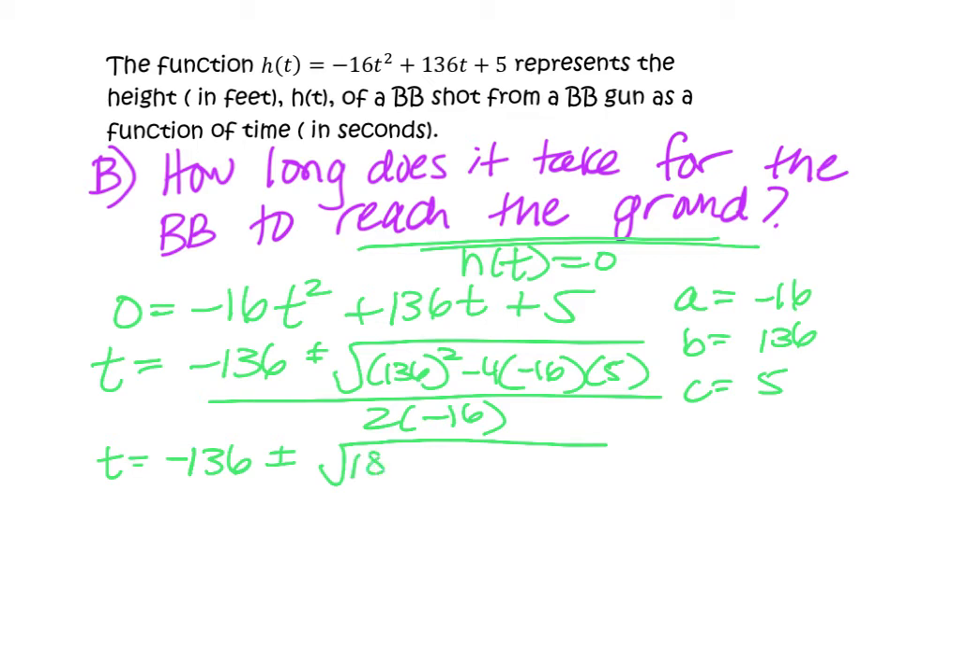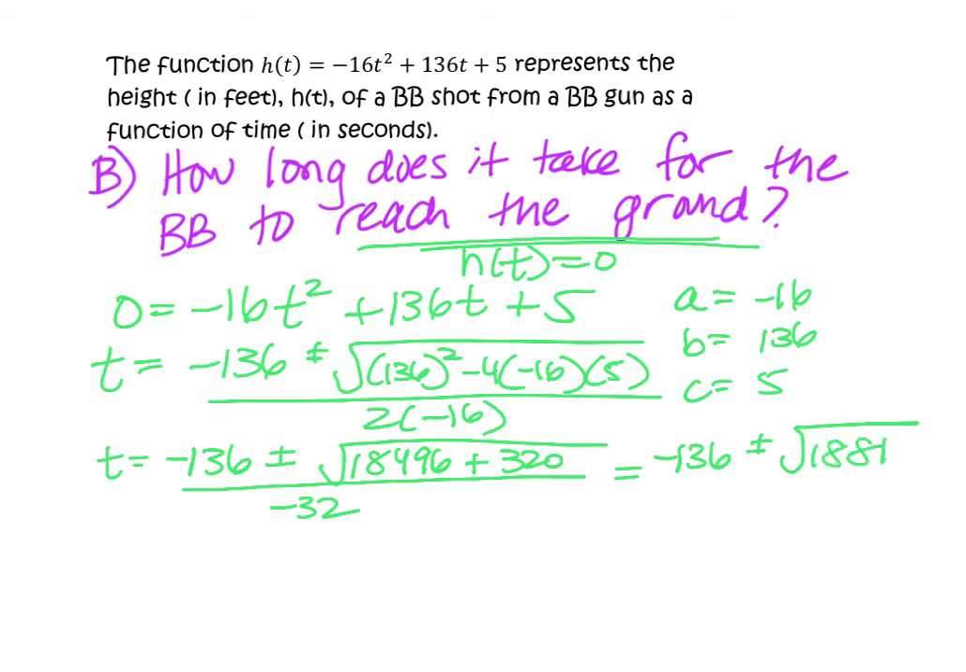So let's see, 136 squared is 18,496. And then underneath, that ends up being a plus when we do -4 times -16 times 5: we get plus 320. So we can see already that this is going to come out to be a positive value underneath the radical. So under the radical, we end up with 18,816, just working through the quadratic formula.